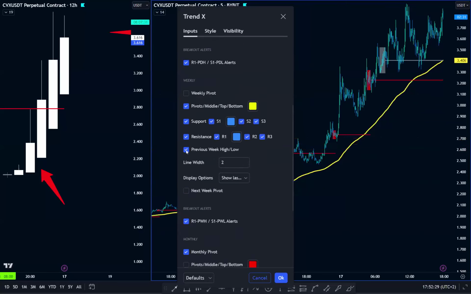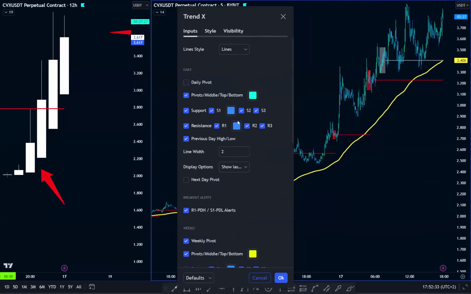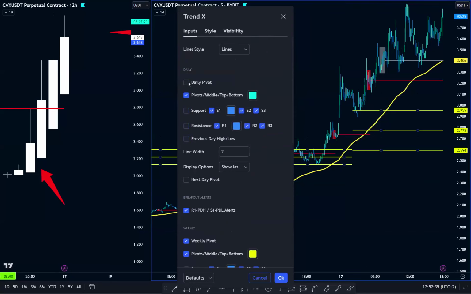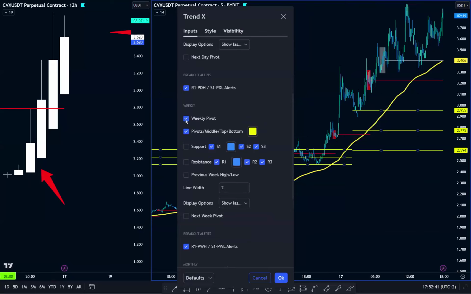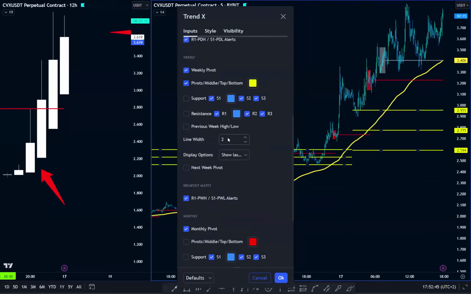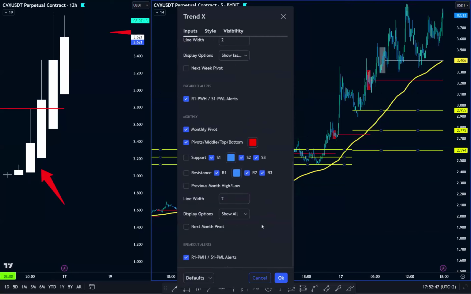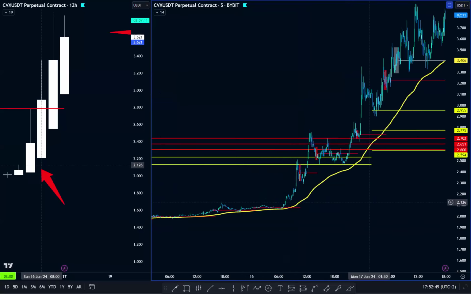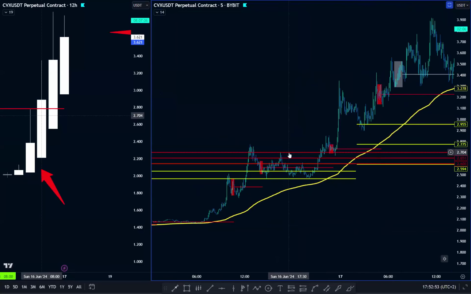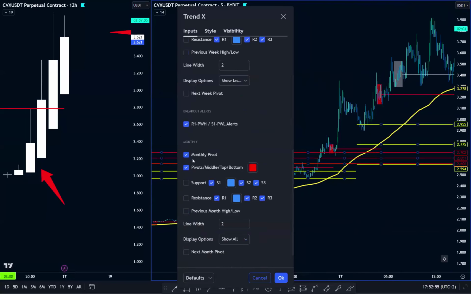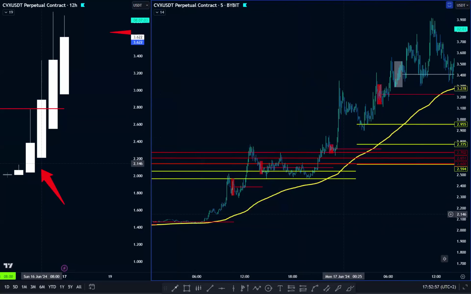When you're trading with indicator X and you're using Trend X, you don't need to use all these other lines. You basically just focus on using the pivot points, which means we're only going to turn on these two settings, which is weekly pivot and the pivots middle, top, bottom. And for monthly, we do the same thing. And we can use this as more of a confirmation tool as well. So I'll turn off the monthly and I'll just use the weekly to get confirmation.